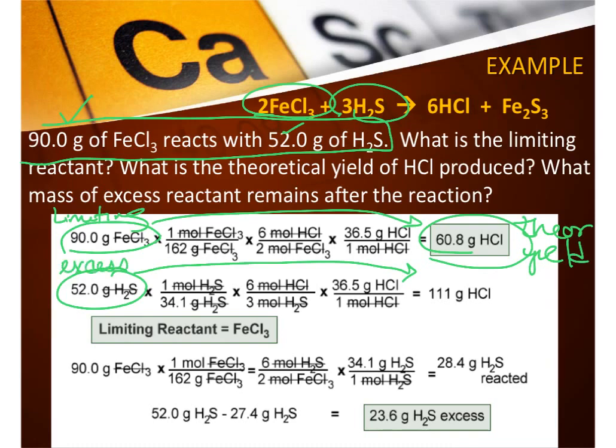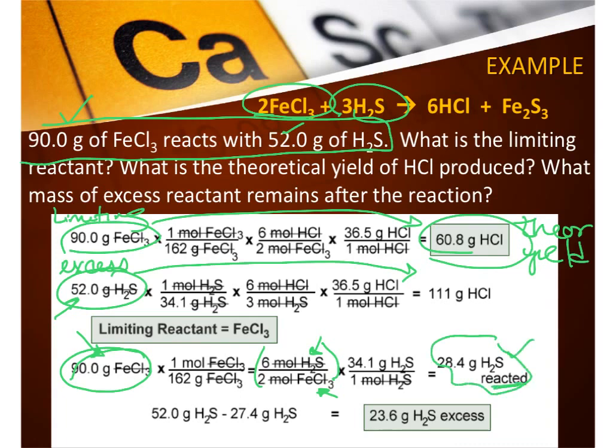All right, so now how much of this excess reactant actually got reacted? To figure that out, everything depends on the limiting reactant. So again, you're going to start with the limiting reactant now that you know which one it is, and you are going to use the mole ratio between the limiting reactant and the excess reactant because you're trying to figure out how much excess reactant actually reacted. So that will give you how much of the excess reactant reacted.